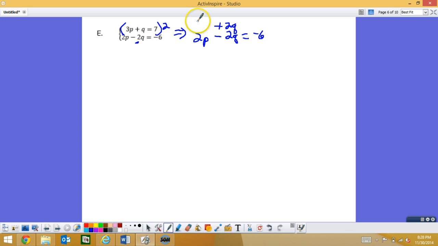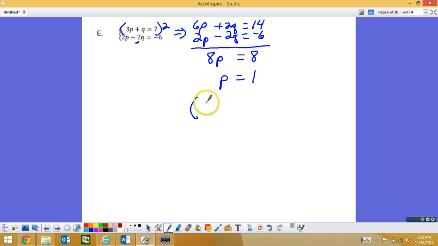So when we do that, we have 3p times 2 is 6p, plus 2q is equal to 14. And now when we add these two equations together, 6p plus 2p is 8p. The q's cancel. 14 and negative 6 is positive 8. So p is equal to 1. And again, p comes first in the alphabet, so we'll list that first.